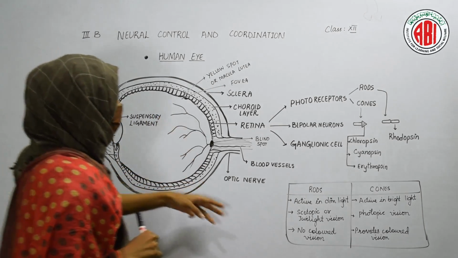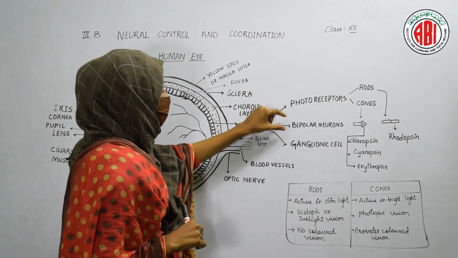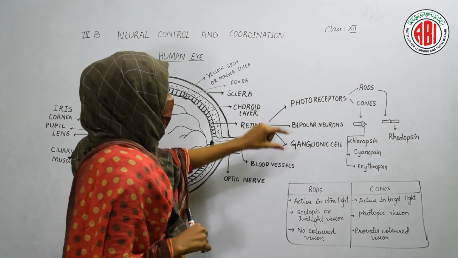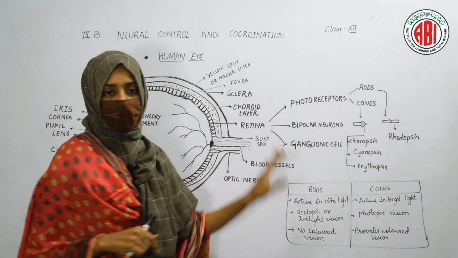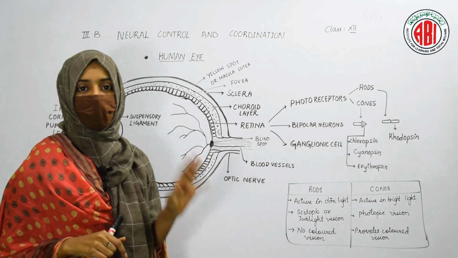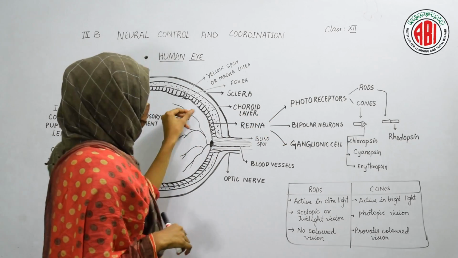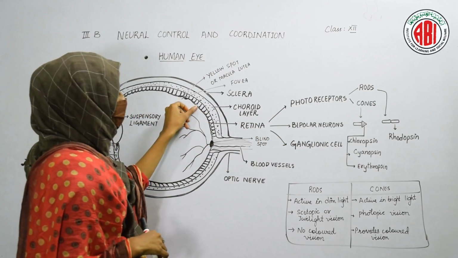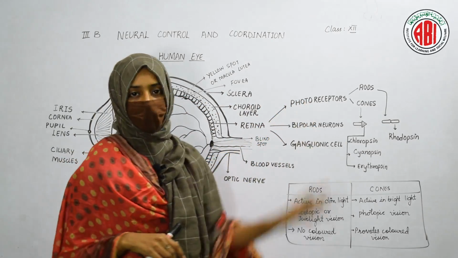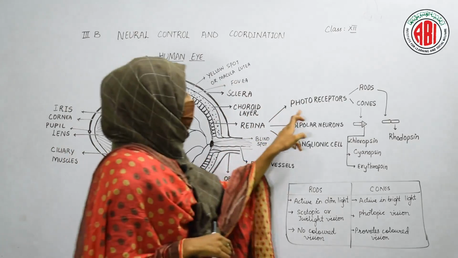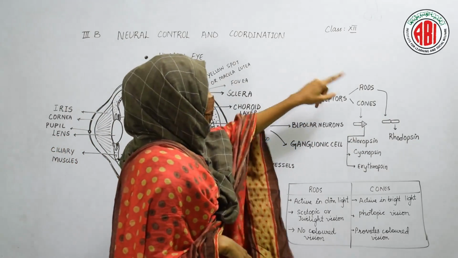This retina has three things in it. One is photoreceptors, the second is bipolar neurons, and the third is ganglionic cells. These three things you can find in the retina layer. Firstly, the ganglionic cells are arranged, then below the ganglionic cells, bipolar neurons are present, and then the photoreceptors are found at the last.